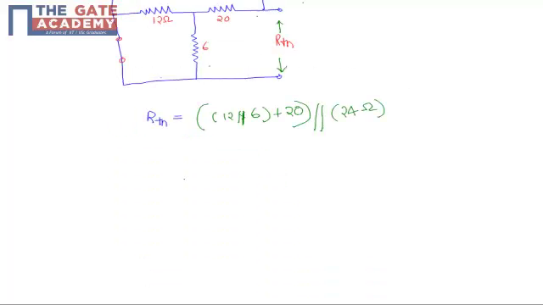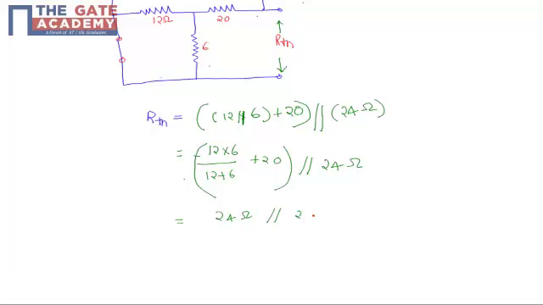So the value of 12 parallel to 6 ohms is 12 into 6 by 12 plus 6, plus 20, which is parallel to 24 ohms. That is 24 ohms parallel to 24 ohms, so we get the value of R Thevenin as 12 ohms. We know VTH is 24 volts and RTH is 12 ohms.